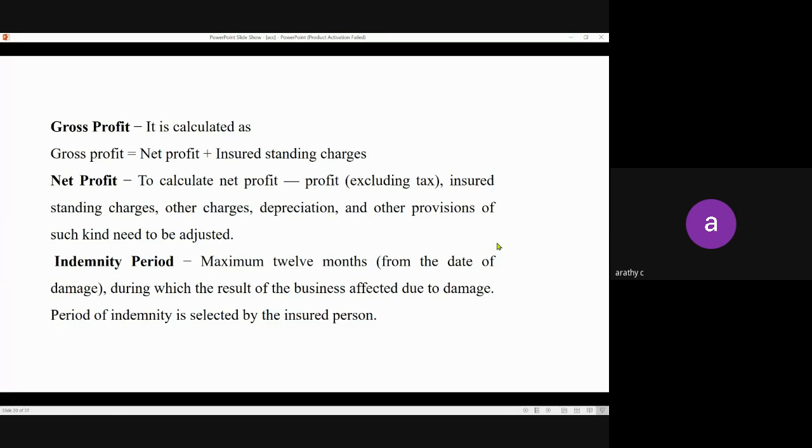Next is indemnity period. It is a period of maximum 12 months during which the result of the business is affected due to damage. And this period is selected by the insured person. The period is a maximum of 12 months during which the result of the business is affected due to damage.